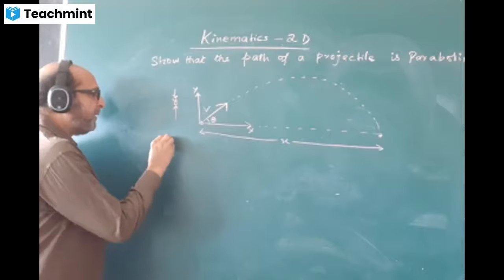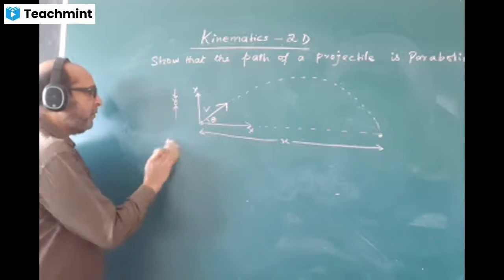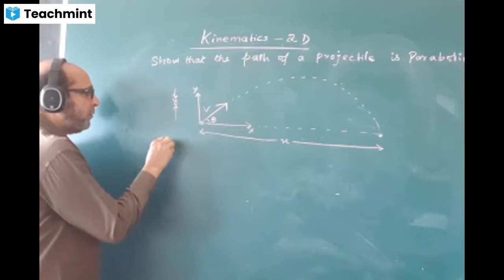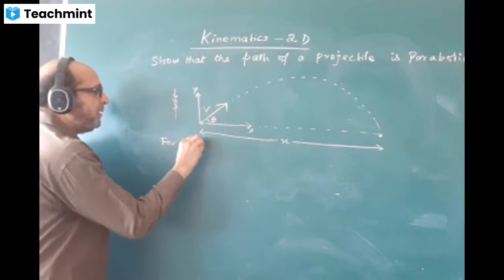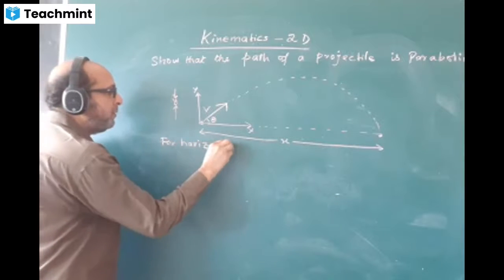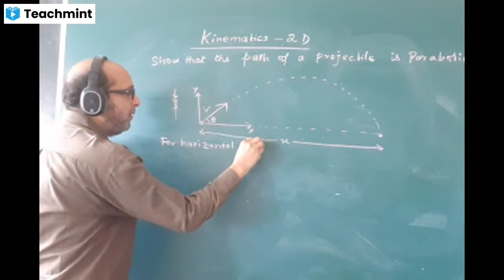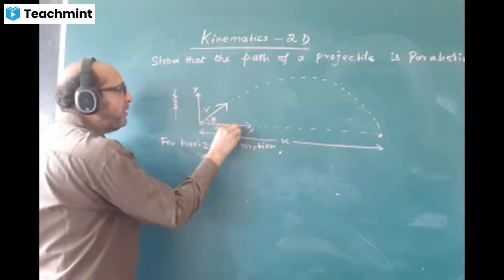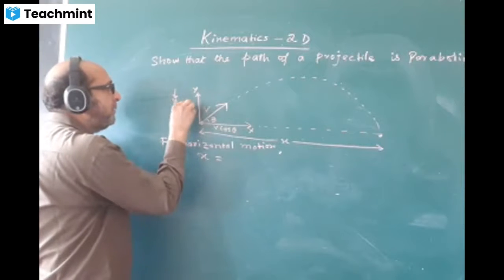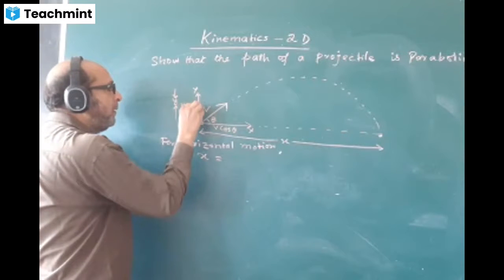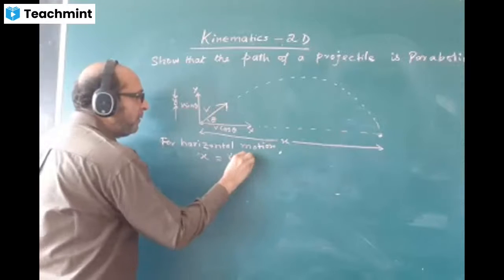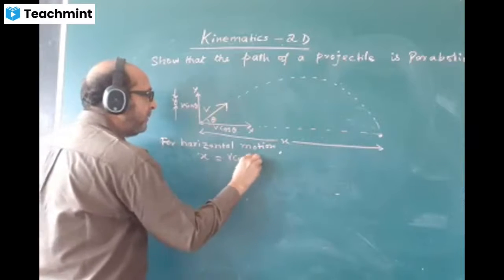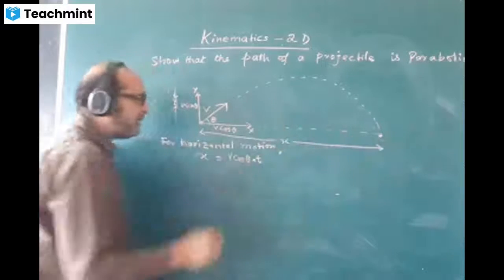First, I'm finding time. Right? Let us write here for the horizontal motion: distance is equal to velocity into time. This v is having two components, v cos theta and v sin theta. So x equals v cos theta into the time t. Time of coming to this point is t. Let us take it as t. Equation 1.